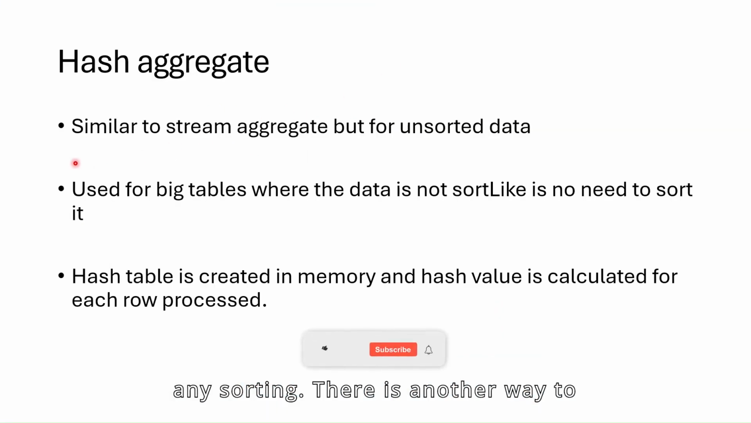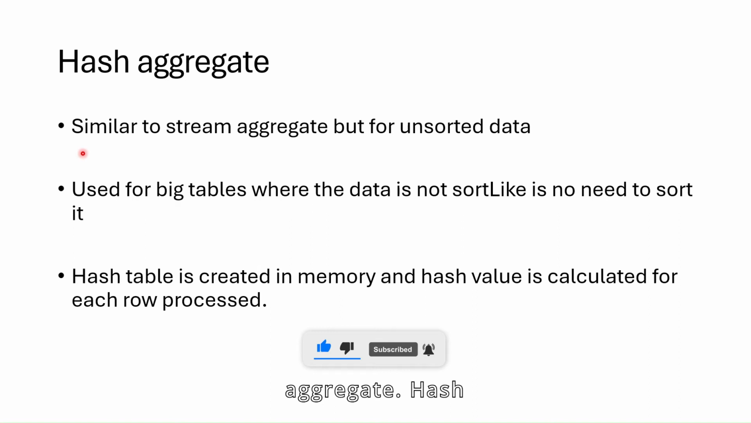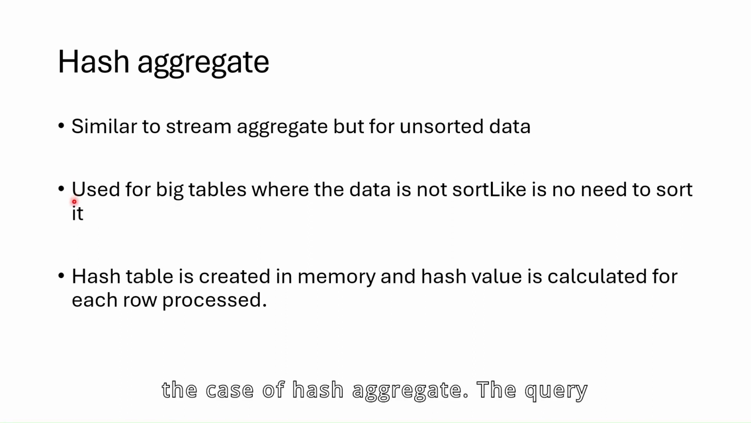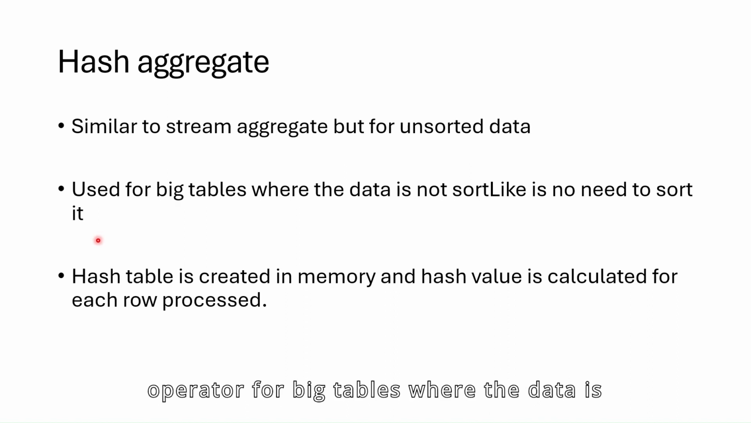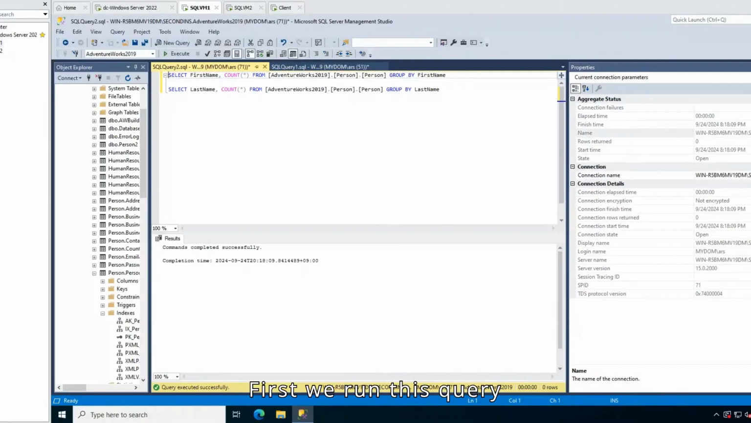There is another way to omit sort operator, which is another hash aggregate, okay? Hash aggregate is similar to stream aggregate, but difference is hash aggregate is for unsorted data. There is no need to sort data in the case of hash aggregate. The query optimizer can select a hash aggregate operator for big tables where the data is not sorted. Let me show you. First, we run this query.